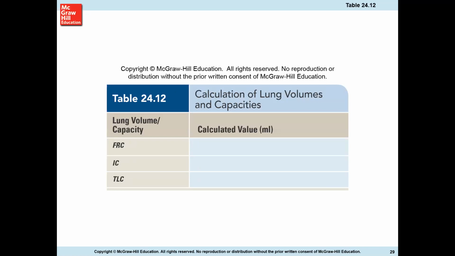So that's why the tidal volume is so important. And then you can calculate your functional residual capacity and then your inspiratory capacity. And of course, you have to get your residual volume to calculate your TLC, because TLC is what? It equals your vital capacity plus your residual volume. IC equals your tidal volume plus your inspiratory reserve volume. Functional residual capacity is your expiratory reserve volume plus your residual volume.